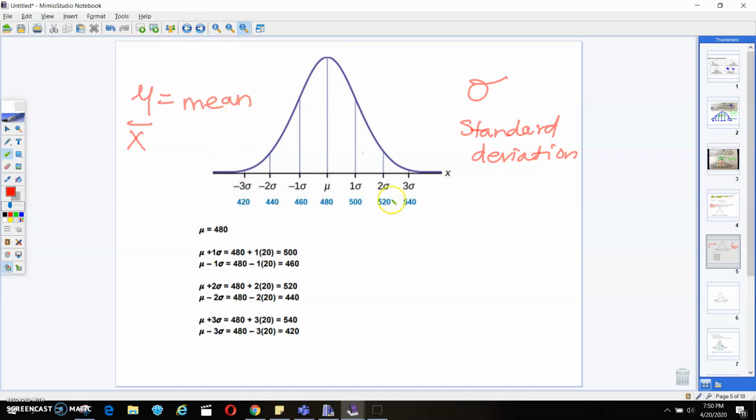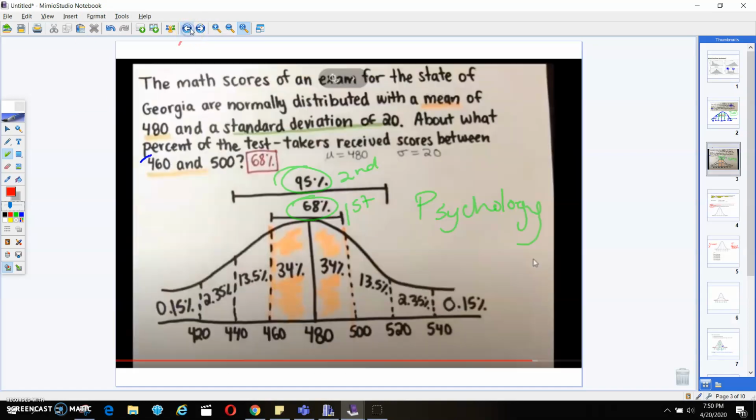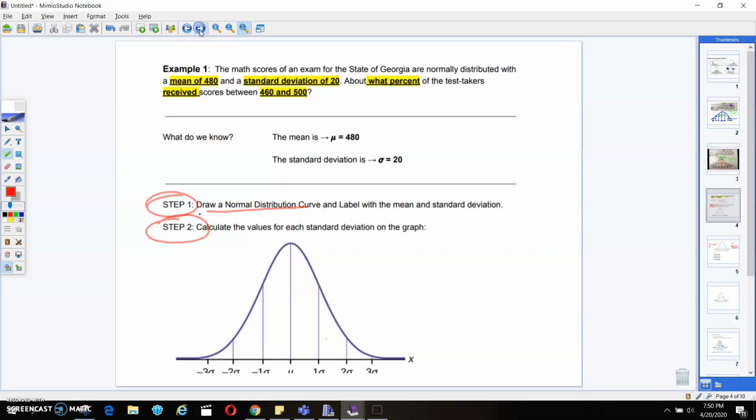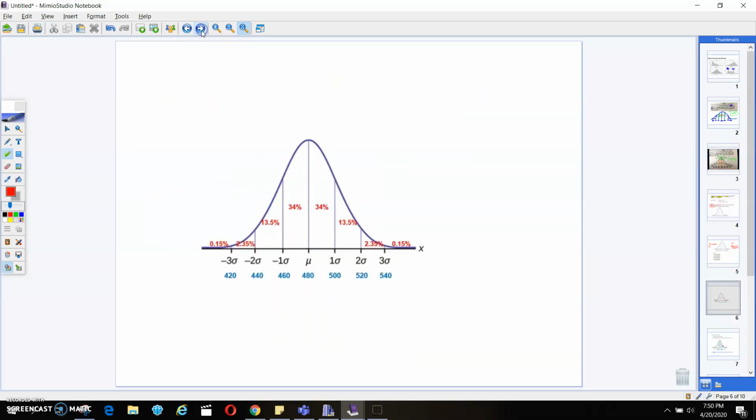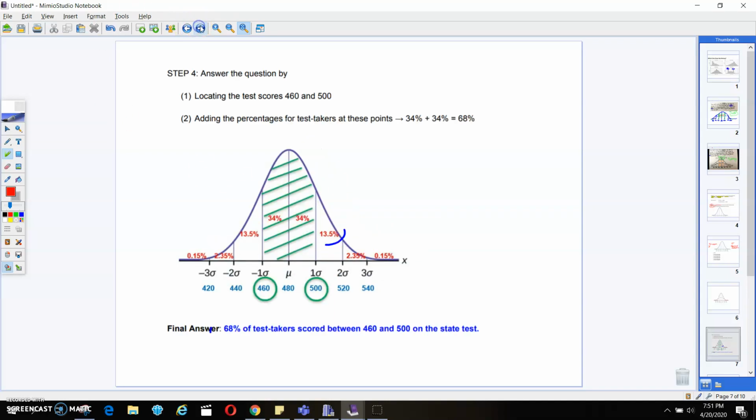And again, this is how they calculated it on this problem. So I'm just showing you basically stuff that you've already seen. And then you're going to put your percentages underneath the curve. Highly suggest that you memorize these numbers. Okay? And then finally, answer the question by locating the test scores. So 460 to 500, what are the two percentages that happen in between here? 34 and 34, what's 34 plus 34? 68%.